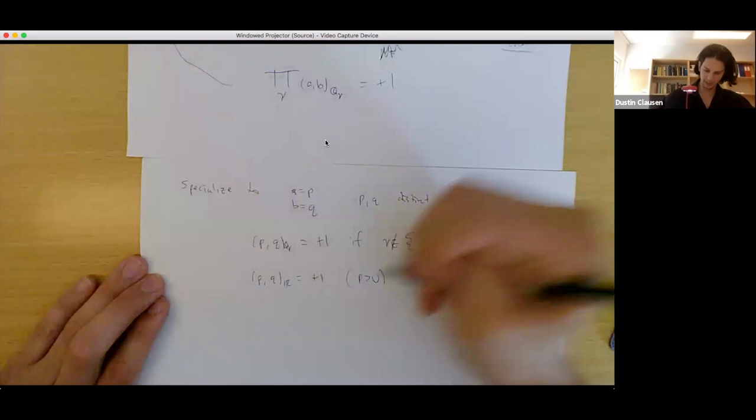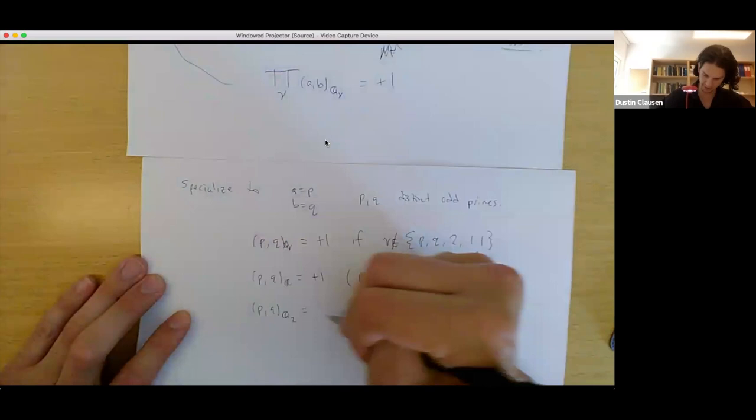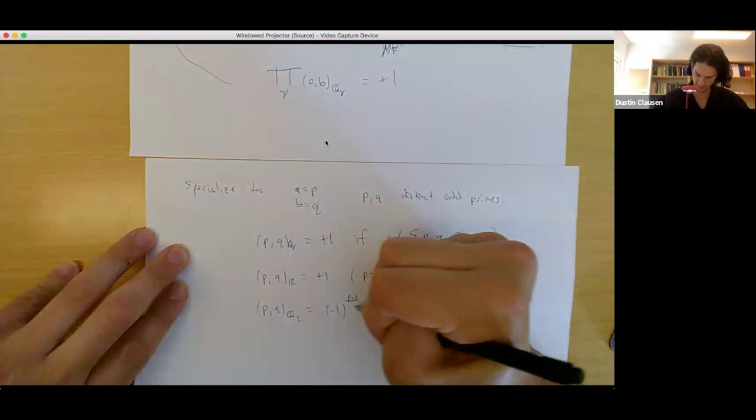And what about in Q_2? So what is the 2-adic Hilbert symbol? Well, by the formula I wrote earlier, P and Q are 2-adic integers, 2-adic units, so this is the same thing as (-1)^((P-1)/2 · (Q-1)/2).